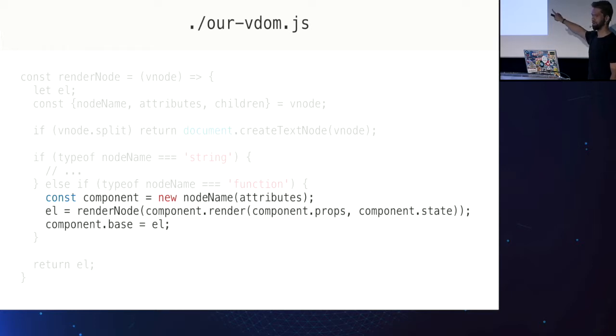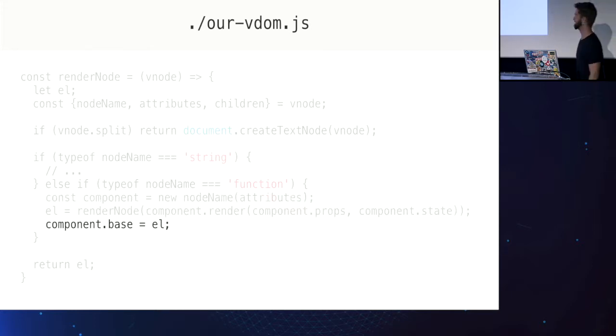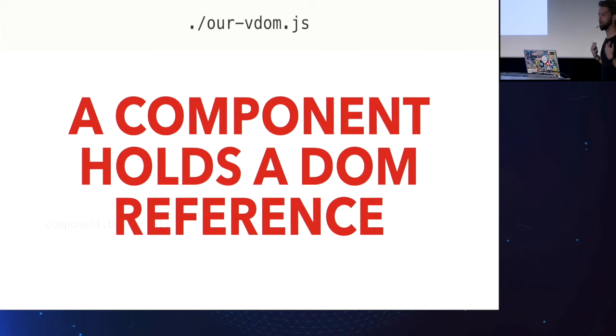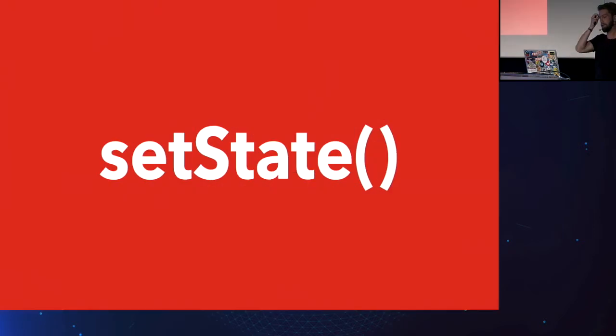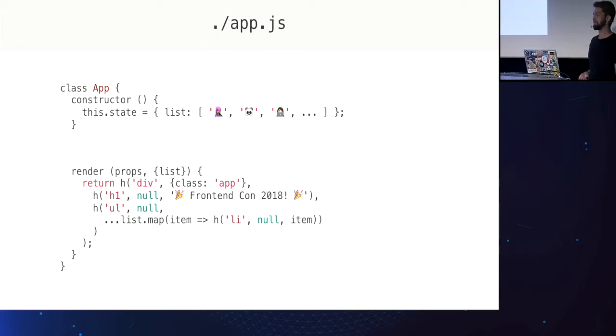There's actually a lot going on here, but the main important part is this. And this is so smart and beautiful. A component holds a DOM reference, which brings us to the re-rendering part of React, which is a powerful thing. So React re-renders when you call setState. So let's implement setState here.